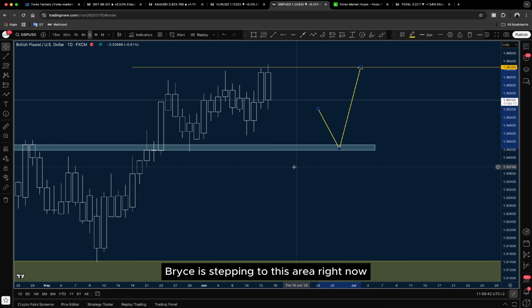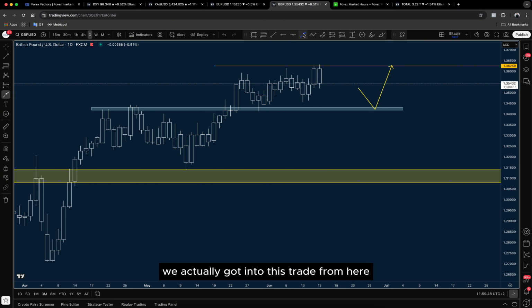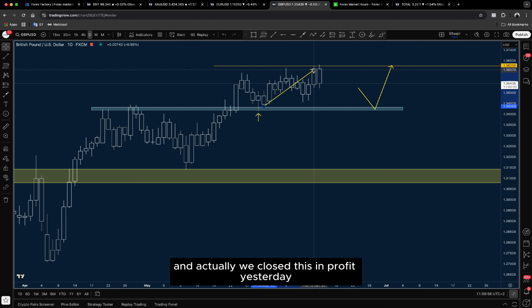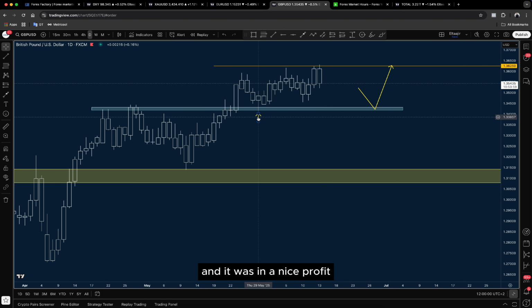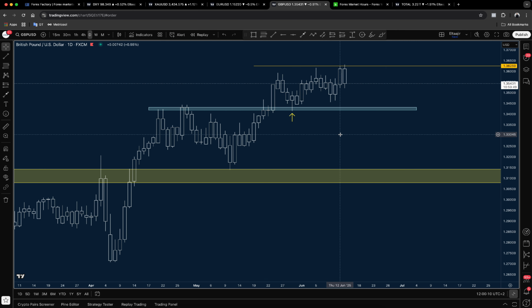And it did happen exactly the way I said. Price is stepping to this area right now. And by the way, with the community, we actually got into this trade from here. Okay, and we moved all the way up, and actually we closed this in profit yesterday, and it was a nice profit. And actually I also put a reel on my Instagram showing the profits from this trade. So it is very important. Now we don't need this one.